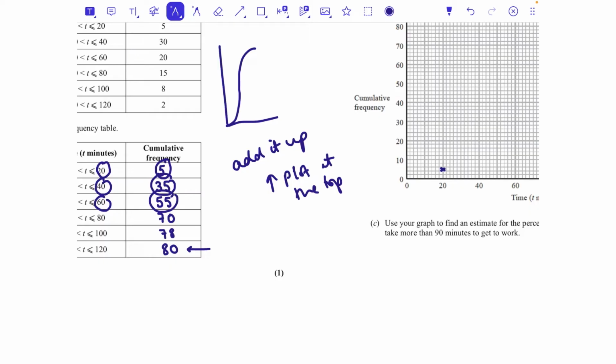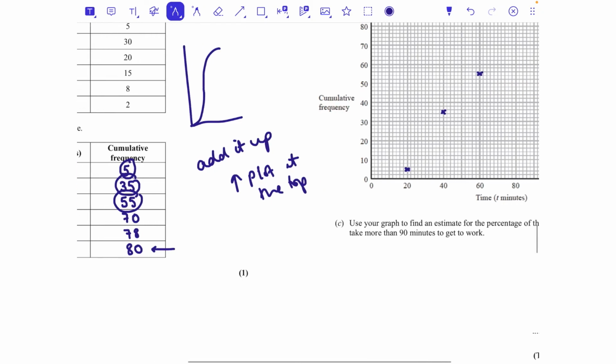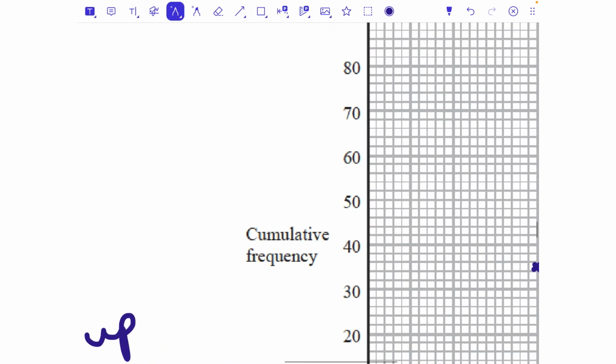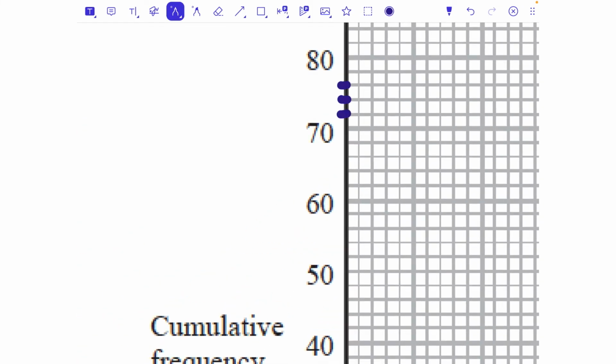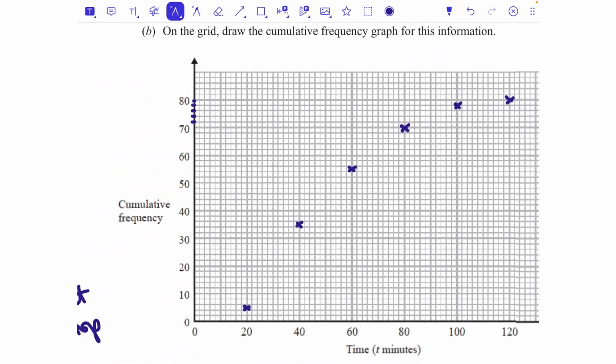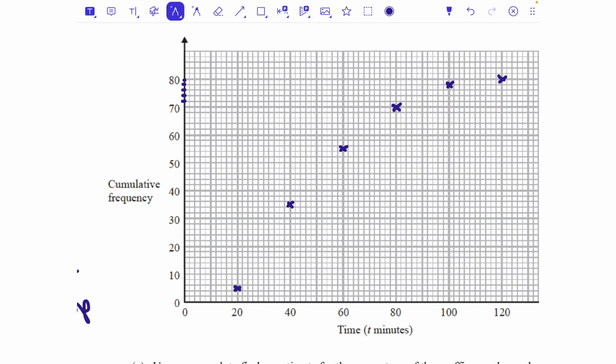Across to 40 and up to 35. Across to 60 and up to 55. Across to 80 and up to 70. Across to 100 and up to 78. And across to 120 and up to 80. Now pay close attention. It is going up in 2s. You've got 5 squares from 70 to 80, so that's why I plotted 78 1 square down from 80, because there's 2 in each square. And then we join this up with a nice smooth S-curve.